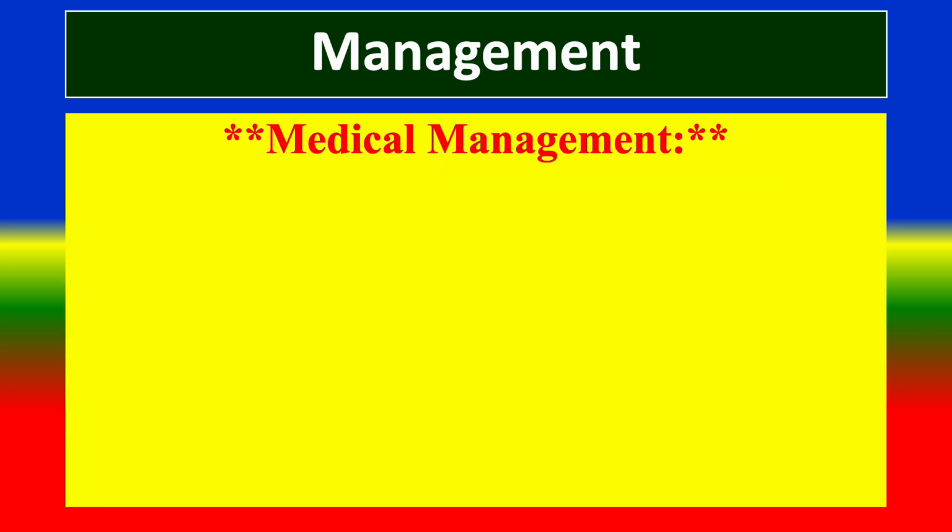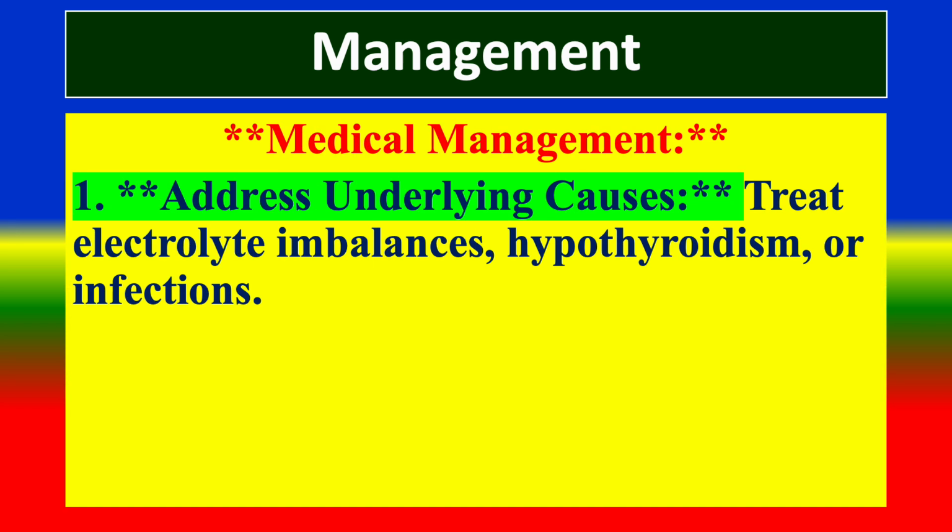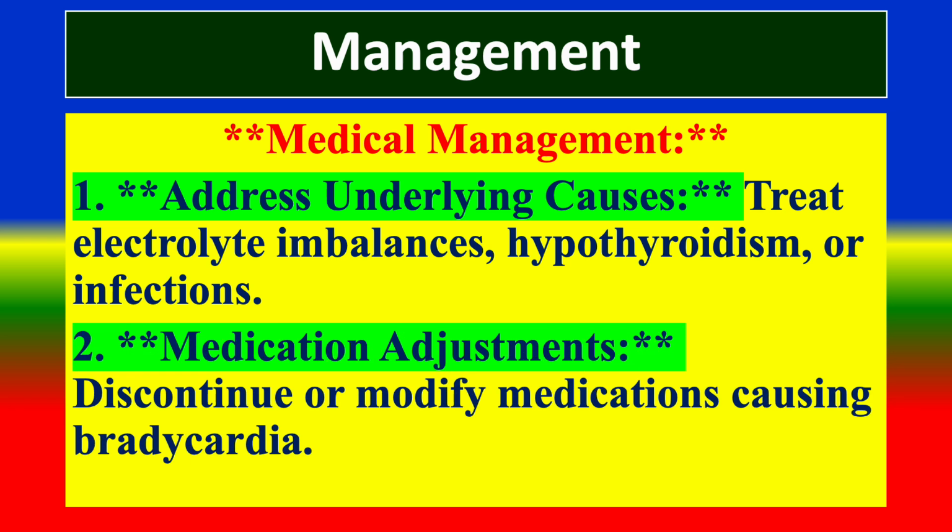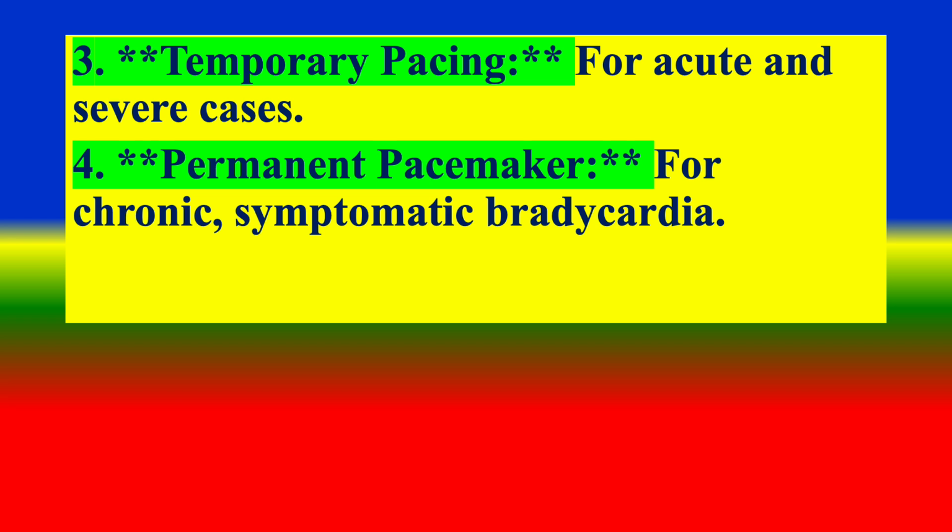Disease management. First, medical management. 1. Address underlying causes, treat electrolyte imbalances, hypothyroidism, or infections. 2. Medication adjustments, discontinue or modify medications causing bradycardia. 3. Temporary pacing for acute and severe cases. 4. Permanent pacemaker for chronic symptomatic bradycardia.